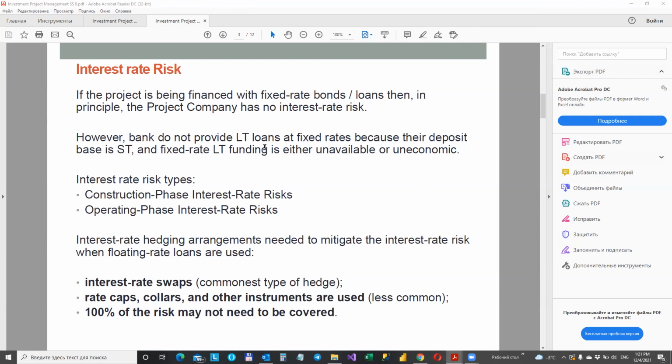Construction phase interest rate risks, what are they? Interest is not paid in cash on the financing until the project is in operation. During the construction phase, the accrued interest is normally capitalized, that is added to the loan amount. So you cannot pay in cash because you are not in operation, you're not receiving money, but you have to account for these accrued interests. So you add it to the principal of the loan. So you can capitalize, that is a normal practice, or pay it by making a new drawing on the loan.